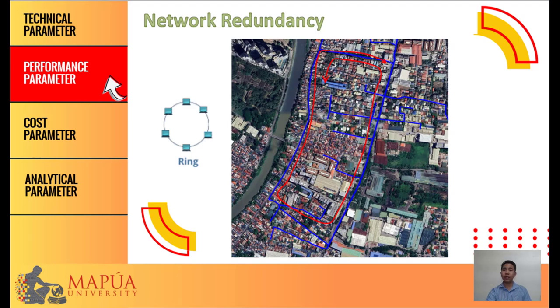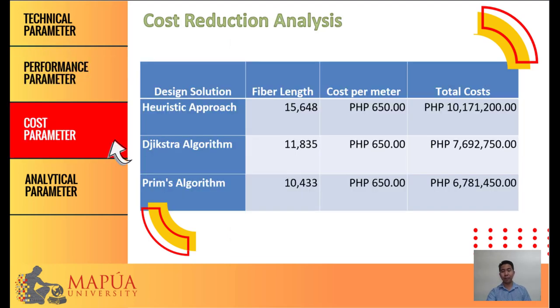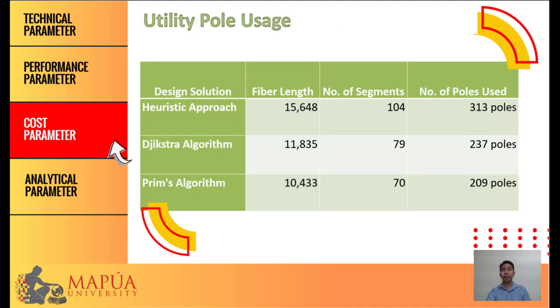The algorithm reduces cable segments while maintaining a redundancy path, forming a ring topology that minimizes downtime in case of a fiber break. The cost reduction analysis shows that applying Prim's and Dijkstra optimization significantly lowered overall deployment costs by minimizing cable lengths and unnecessary routes.